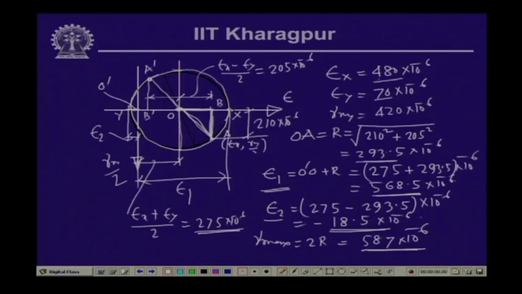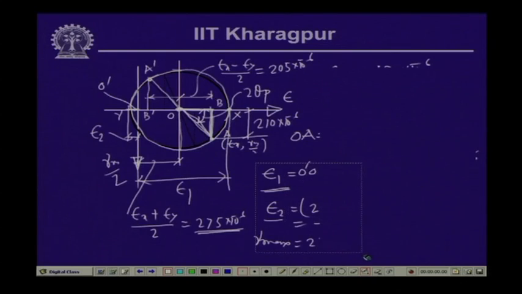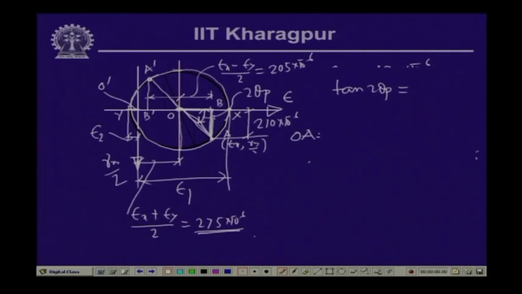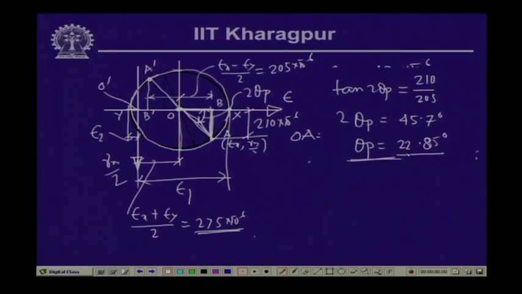Now, since this is the point of the maximum principal strain, the angle from the reference point is this, which is 2 theta p. Now, let us see what is the value of 2 theta p. Tan of 2 theta p is equal to this divided by this, which is 210 divided by 205, and thereby 2 theta p comes as 45.7 degrees, and theta p thereby comes as 22.85 degrees. So, this is the orientation along which the principal strain acts. Now, as per the stated problem, we will have to compute the value of strain with reference to the axis.